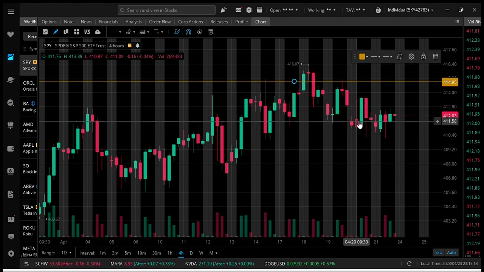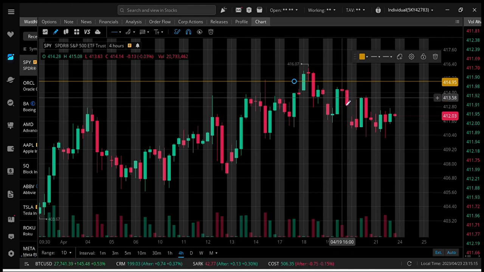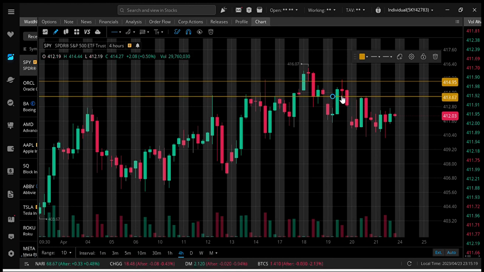The same thing happened over here. It flushed at a line there, so we just added another line at the bottom of this wick. Wait for it to come back and test, and then dump. And you see how this candle never broke into the bottom of that wick. It rejected, then it rejected again and just dumped. Those are the kind of setups that I wait on.